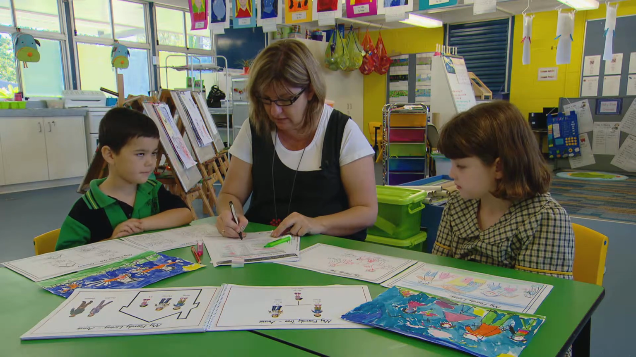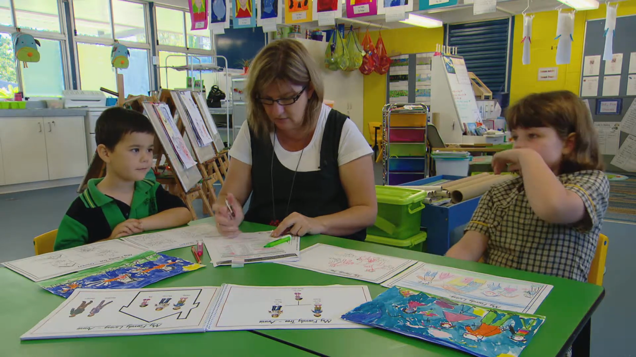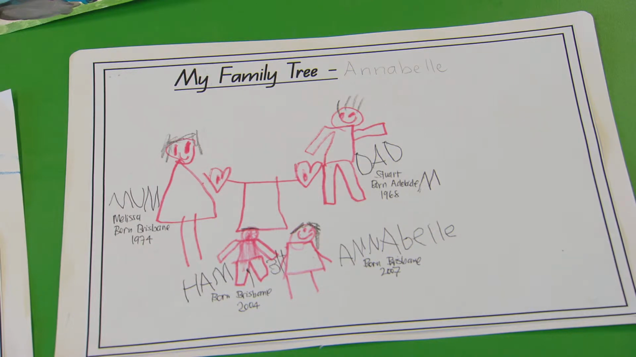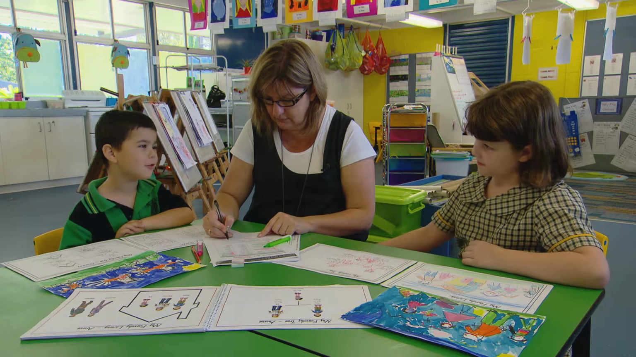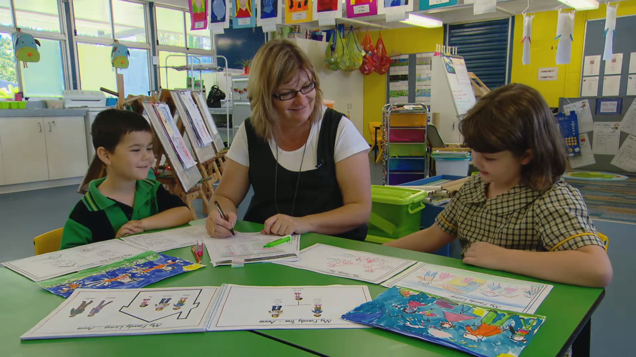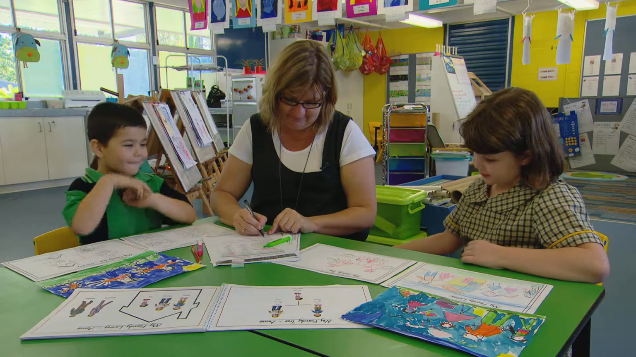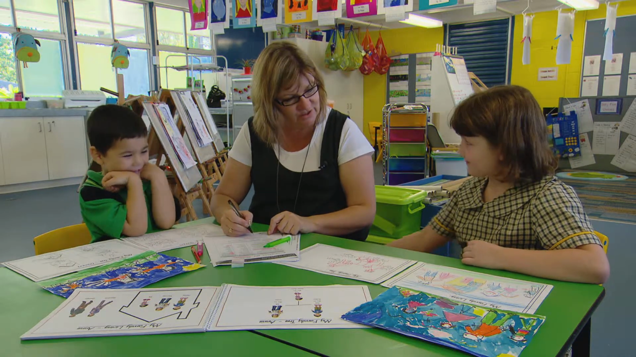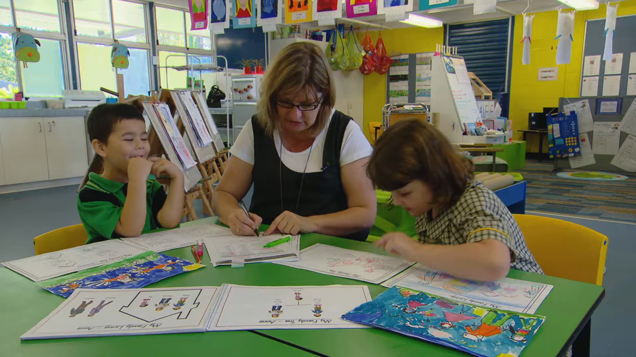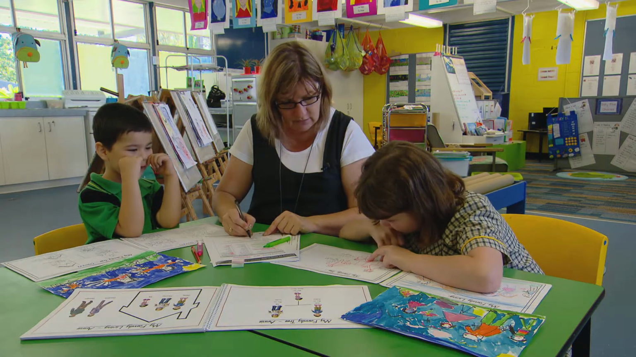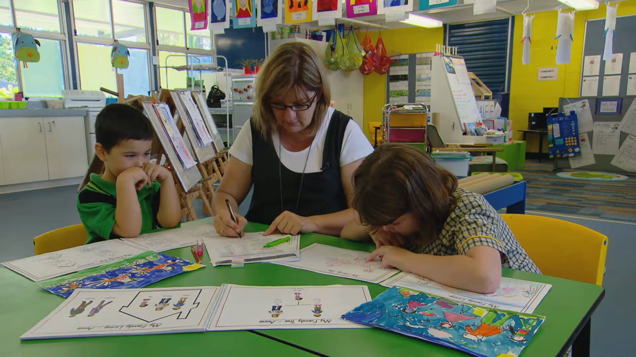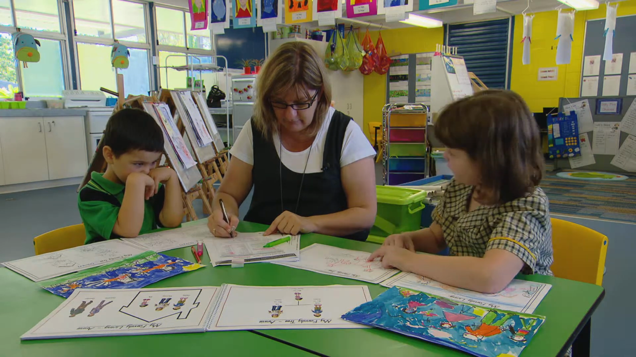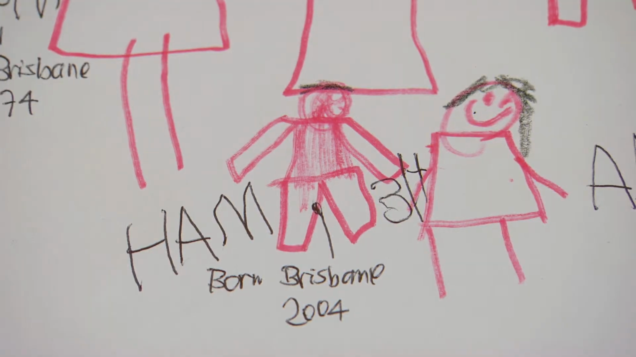Can you think of another question that you might like to ask Annabelle? So you can look at her family tree to help prompt your questions. When was your brother born? Okay. That's a tricky one. It's like the last question, isn't it? Have a look. Find Hamish on your family tree. Okay, can you see a date on there, Annabelle? 2004. That's right, 2004. Well done, Annabelle.